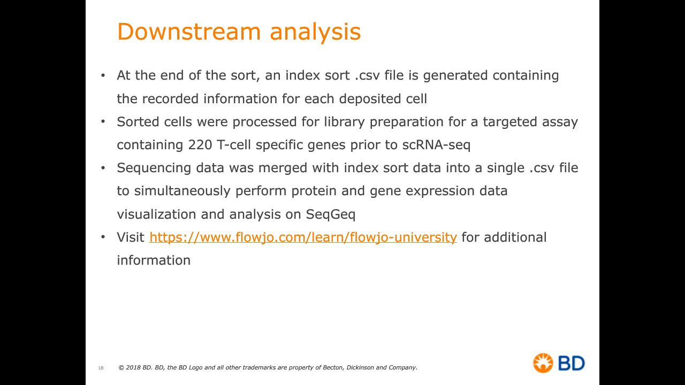Once the sequencing is complete, we obtain a similar CSV file for the sequencing data that now contains for each cell information about the expression of all the genes. And what we're going to do is merge the index sort file that contains the information of the protein with the sequencing file that contains the information of the genes to create just one combined matrix that we can now upload in Sigic software.